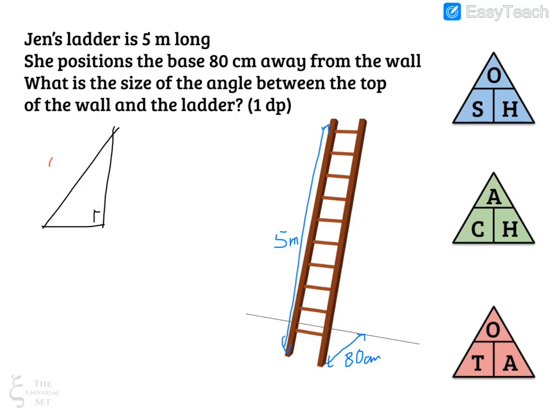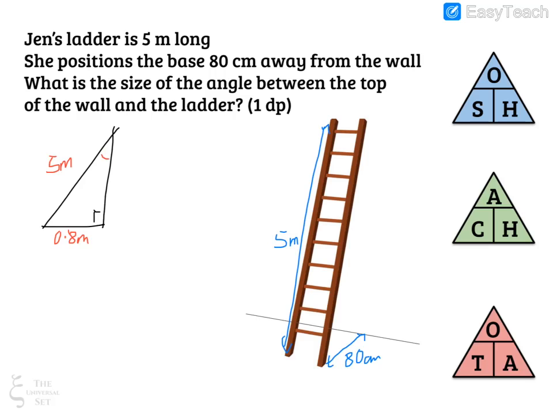We know the length of the ladder is 5 meters, and we know the distance from the base of the ladder to the wall is 80 centimetres. I'm going to change that so it's in the same units as this one. So instead of 80 centimetres, I'm going to write 0.8 metres. Okay. And which angle are we trying to find then? Between the top of the wall and the ladder. So this angle up here is the one I'm after.